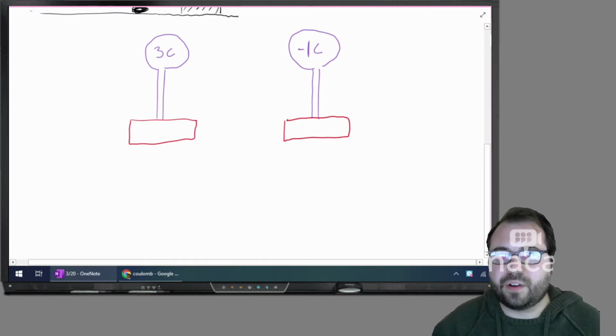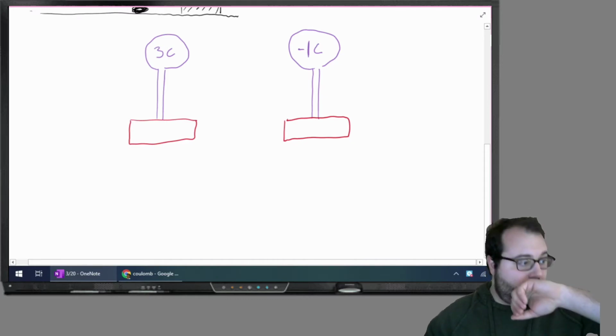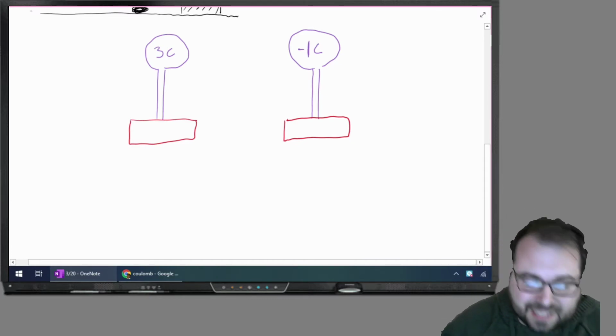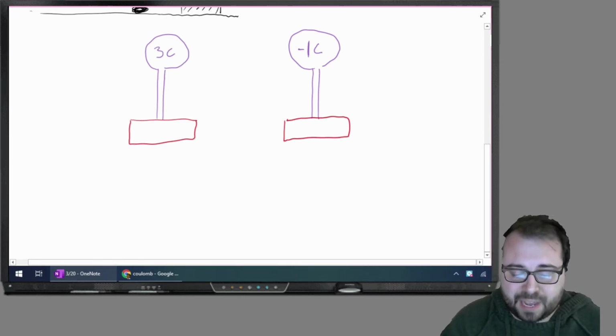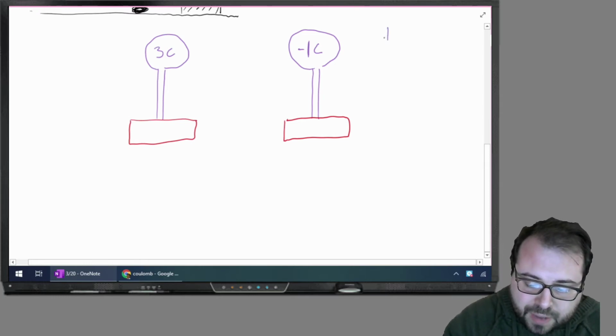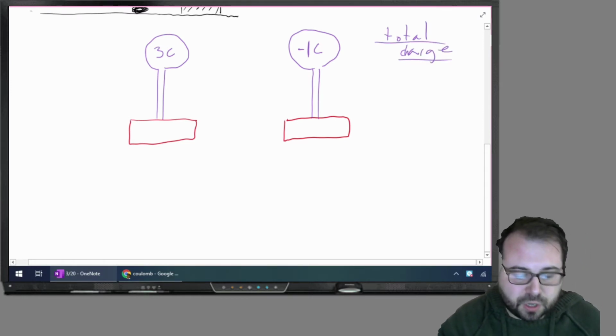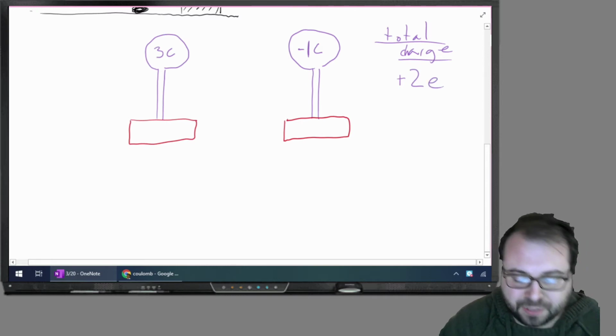Can you guys figure out how much charge is on each one? Hey, let's give it a shot here. To figure this out, all we have to do is figure out what the total charge is. So, hey, what's the total charge of both of these? The total charge we have would be 3 minus 1, which is +2 elementary charges.